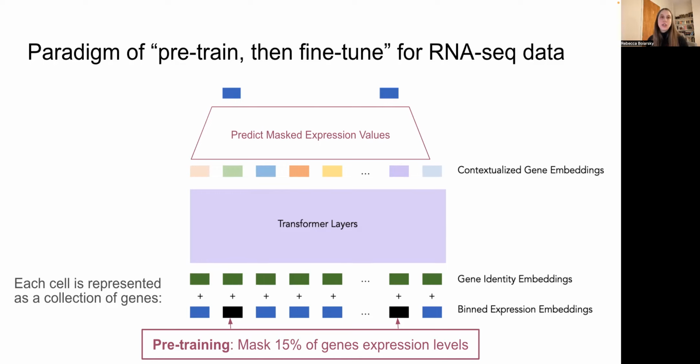In theory, this should force the model to develop a good understanding of gene-gene relationships in order to be able to excel at this task. And the weights learned during pre-training should provide a good initialization of the model for all the downstream tasks we might be interested in. Each cell can then be represented either by aggregating the contextualized gene embeddings or through training an additional CLS token.